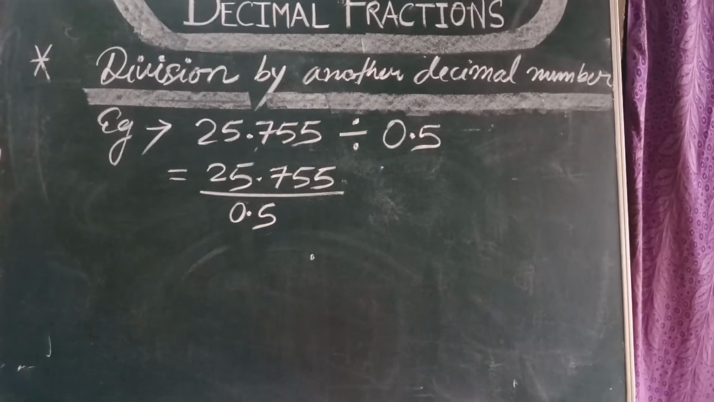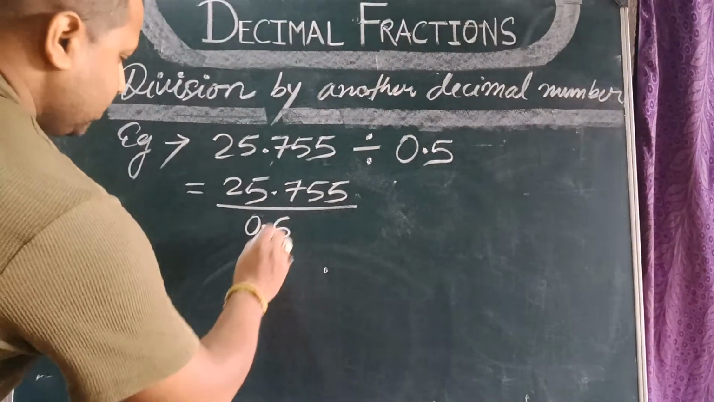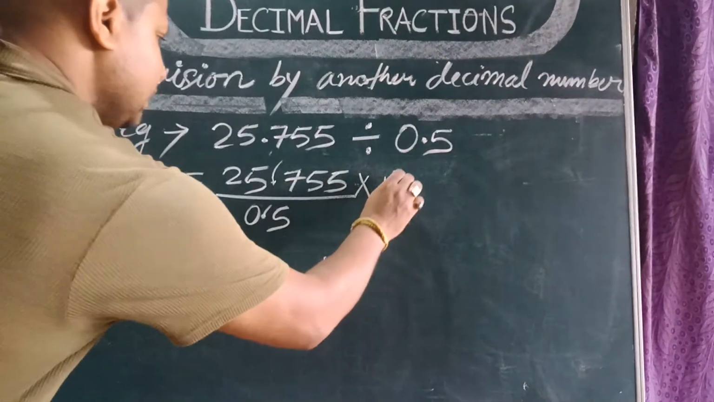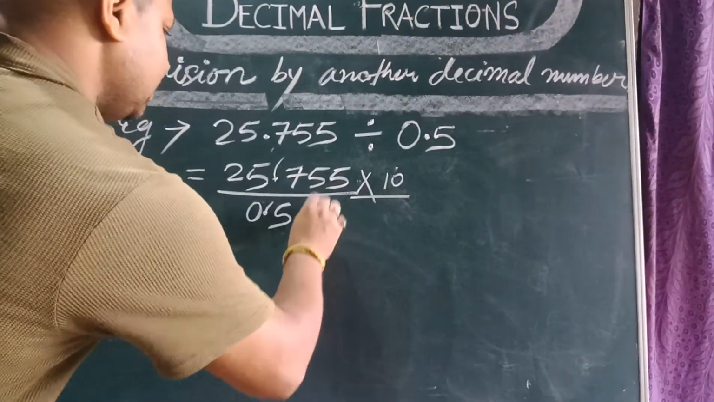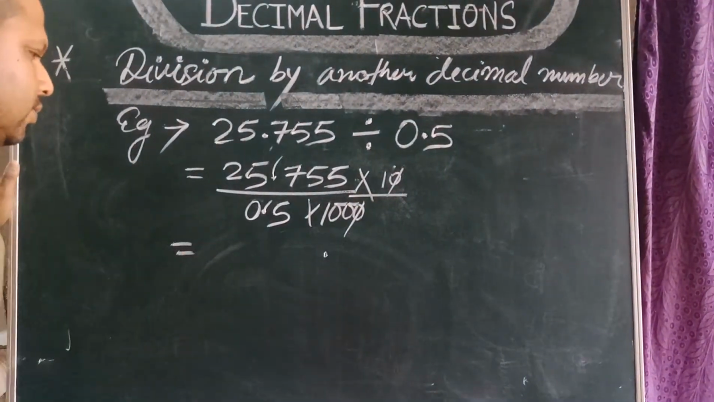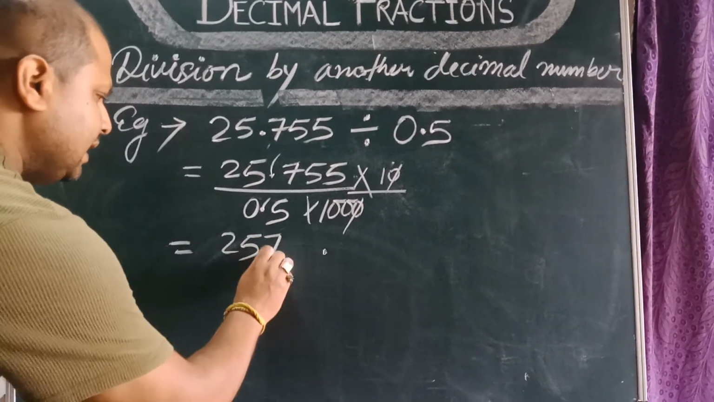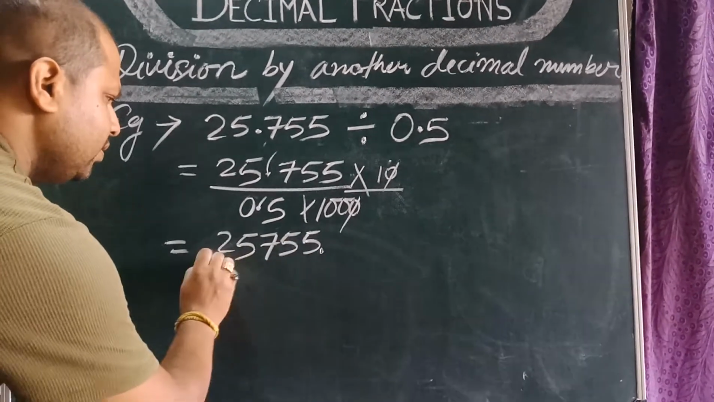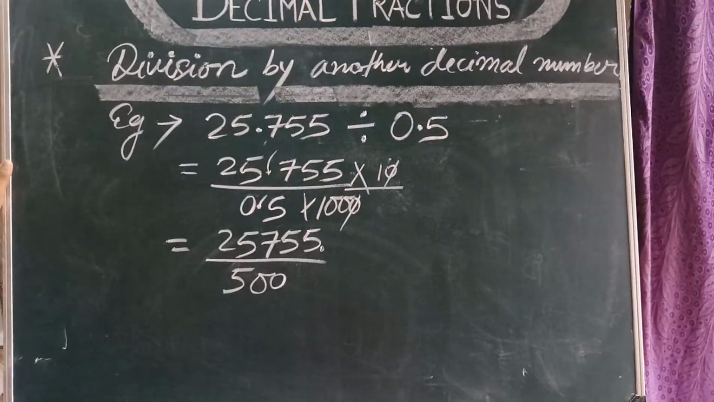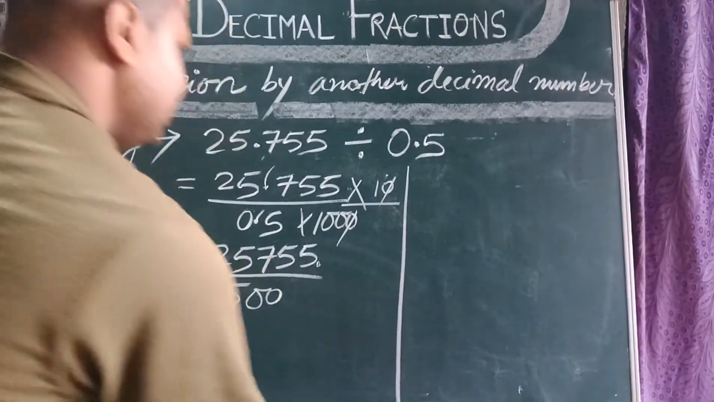So now we are going to do the same question with the long division method. First of all, we'll sort out the decimals as we have done. If you remove this, 10 will come. If you remove this, 1000 will come. 1, 2, 3. Cancel it. So 25.755 by how much? 500 students, right? So we can go through the proper division method like this.